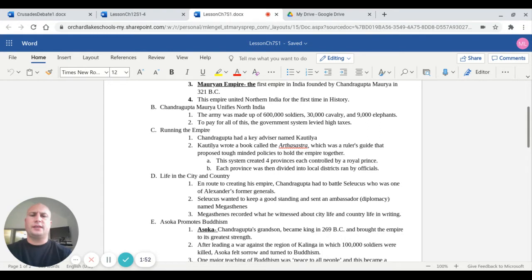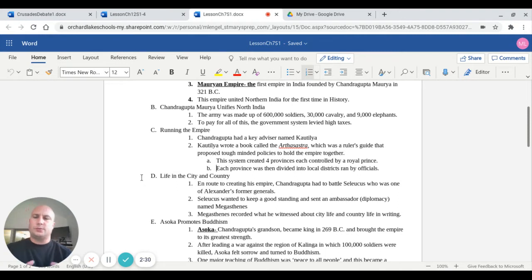Capital C is talking about how they ran the empire. Chandragupta had a very key advisor named Kautilya. Kautilya was known as a very bright advisor, and he wrote a book called the Arthasastra, which was basically a book about how to be a ruler. It's a ruler's guide that proposed tough-minded policies to hold the empire together. The system underneath these two leaders created 4 provinces, each controlled by a royal prince. Each province was then divided into local districts that are run by officials. We've seen this throughout our course of history. We know that the Persians did this, the Assyrians did this. So many groups have done something similar.